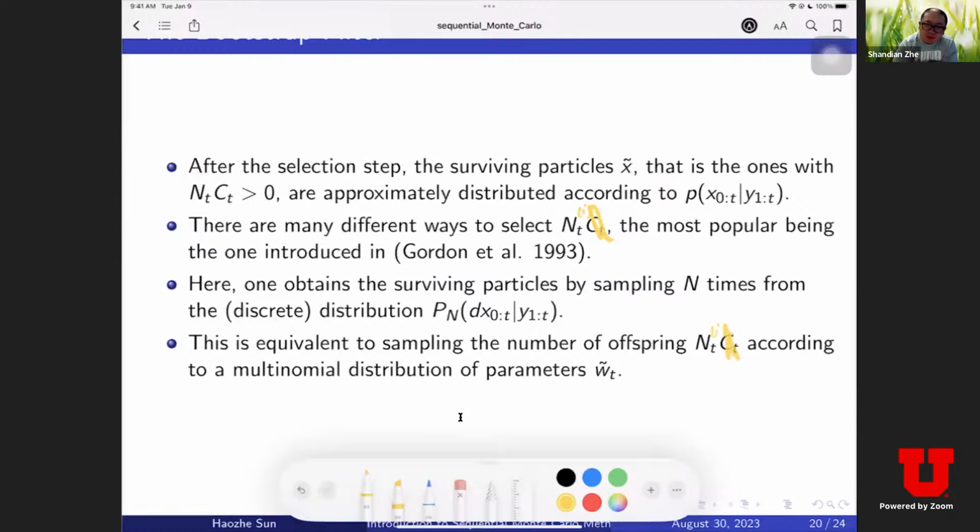So let me summarize the idea. The idea is that I'm going to use current particles and their weights. Yeah. So just resample those particles. Some of the particles will never appear. We just remove them. Yeah.